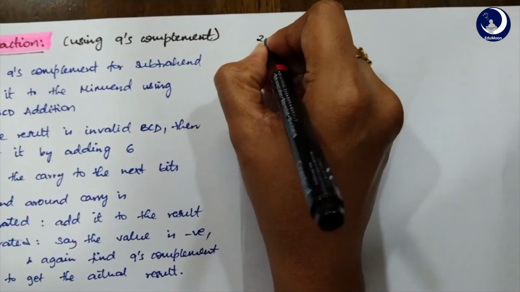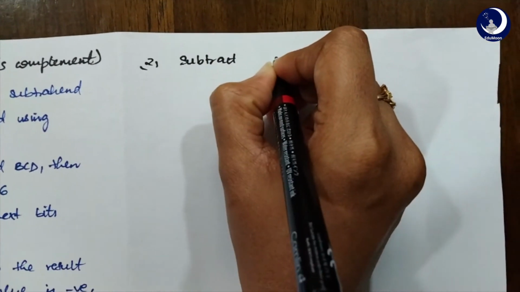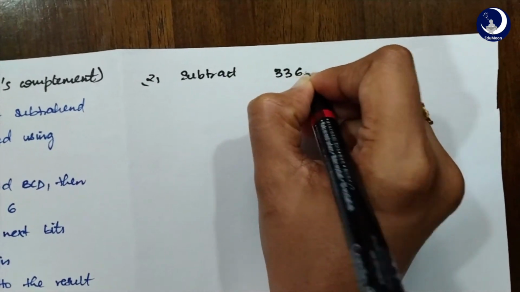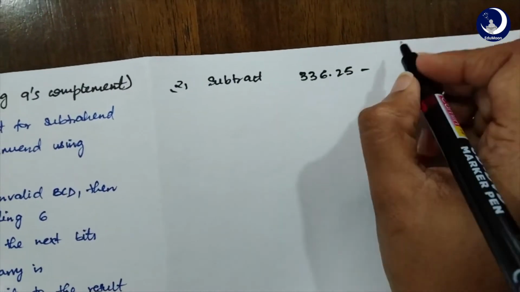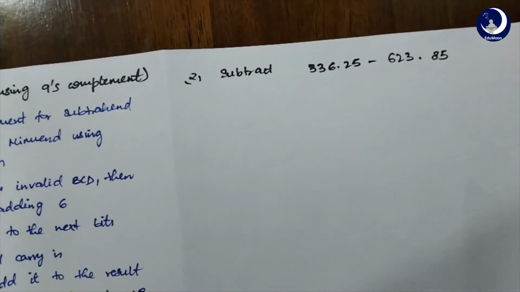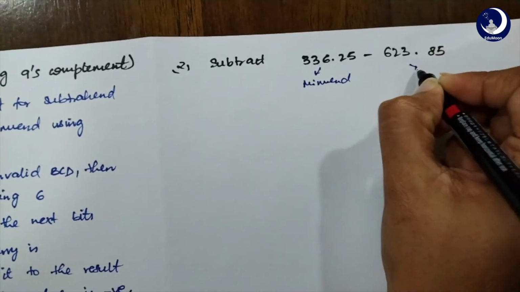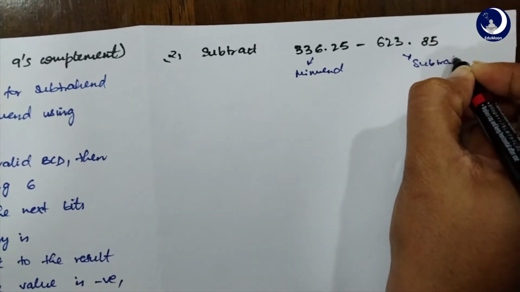We will be considering the example like: subtract 336.25 minus 623.85. Okay, now how do we do this? This is your minuend and this is your subtrahend, right?